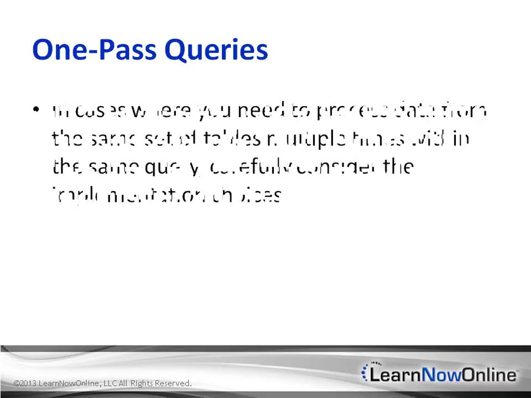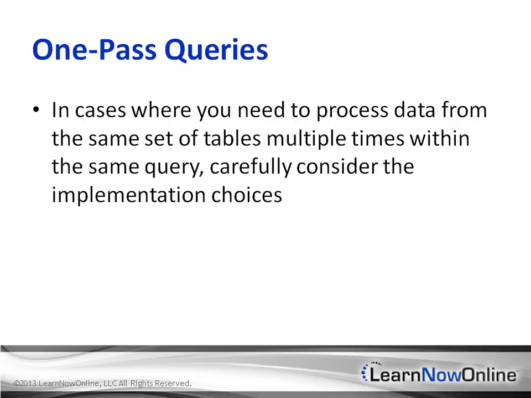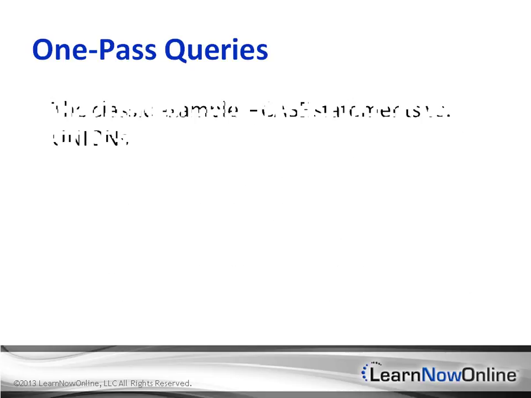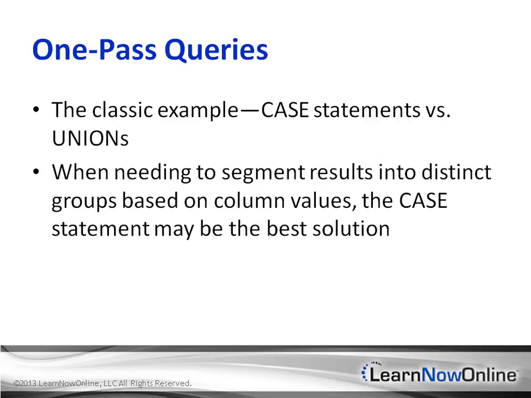Let's discuss one-pass queries. In those cases where you need to process data from the same set of tables but multiple times, and you're doing that within the same query, you might want to consider the implementation choices. If possible, it might be far better to use constructs that allow SQL Server to process data in one pass. The classic example of this is the case statement versus a union. When we need to segment results into distinct groups based on the values we find in the columns, the case statement may actually be the best solution. Let's head on over to SQL Server Management Studio and we'll take a look at some of these constructs.